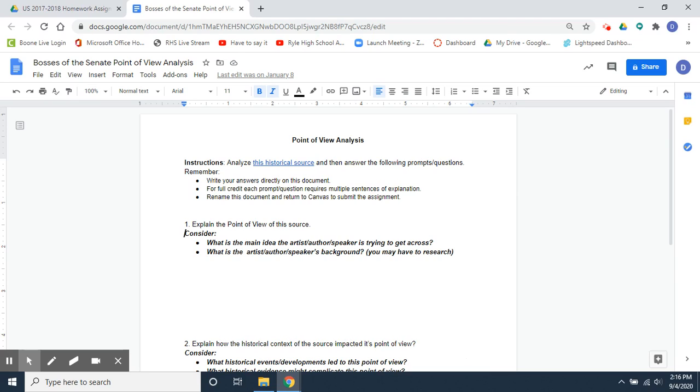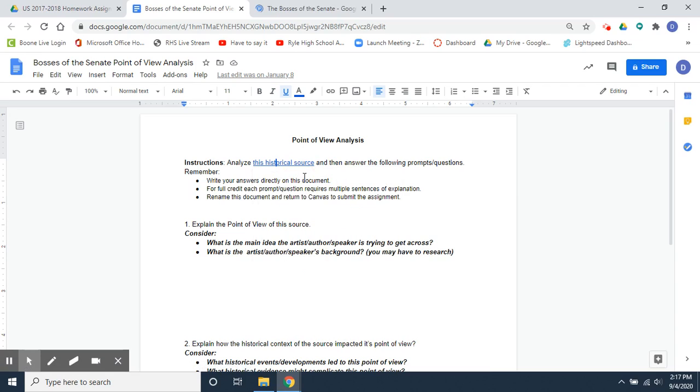What I wanted to do here is give you a little bit of a heads up on what that assignment's going to look like and kind of demonstrate what's going on. This sheet on my screen right now, this Google Doc, is what your assignment's going to look like. This one is on a cartoon called Bosses of the Senate. In the instructions, it says, analyze this historical source and then answer the following prompts.